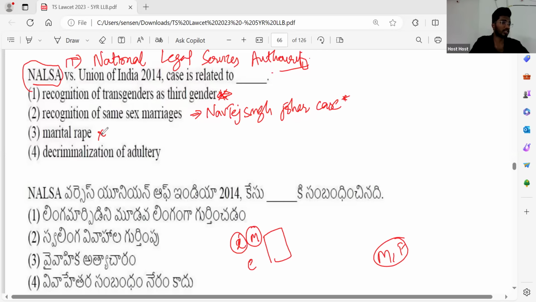Yeah, so during marriage, let us say that X and Y are married, and if X is committing rape on Y, then that is not an offense in India. So marital rape is not an offense. Inside the marriage, if there is a rape, then that will not amount to an offense.